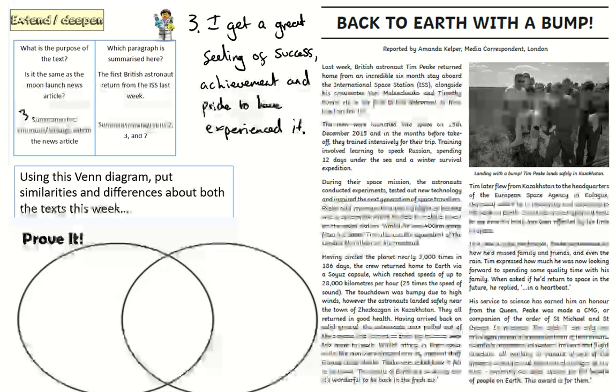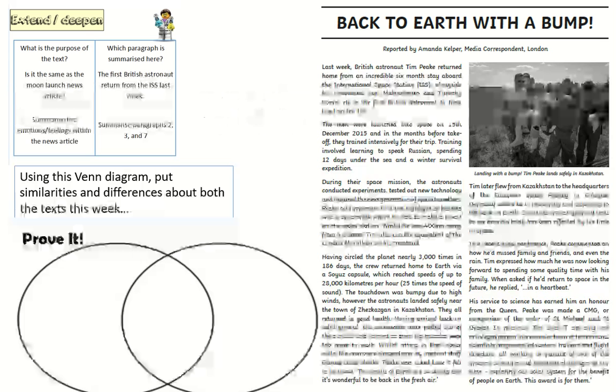Cooper, yeah, I agree. Right, get rid of that answer. Ready? Poof. Oh, no. Poof. There we go. Summarise paragraphs 2, 3, and 7. So this is number 4. So, number 4. So, paragraph 2.